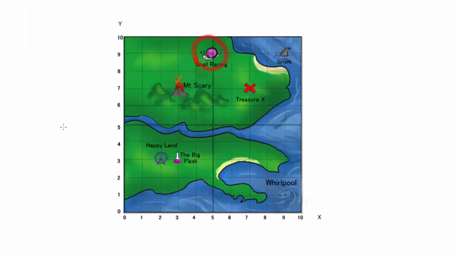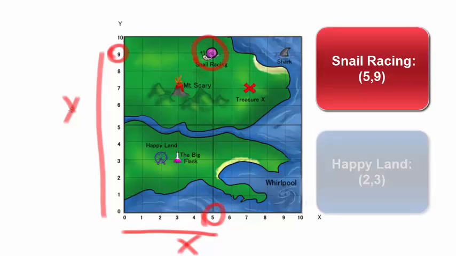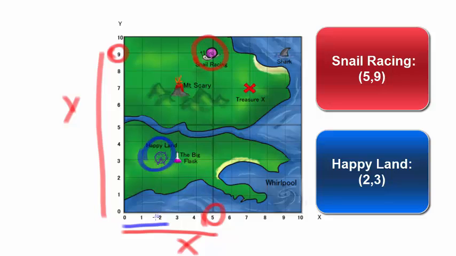Sometimes we only need to consider a two-dimensional coordinate system rather than a three-dimensional coordinate system. For example, a map like this. In this case, we still use coordinates just like before, except this time we only use two numbers in the brackets, x and y. For example, snail racing is at 5 in the x direction and 9 in the y direction, or the coordinate 5, 9. And Hackland is located at the coordinate 2, 3.